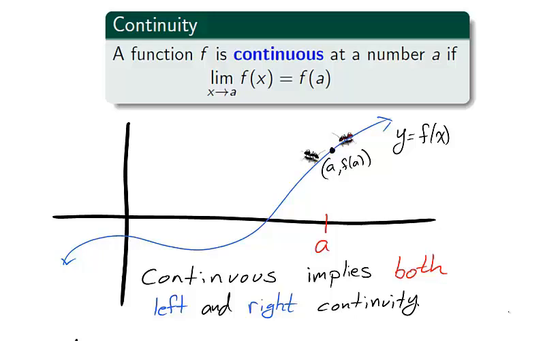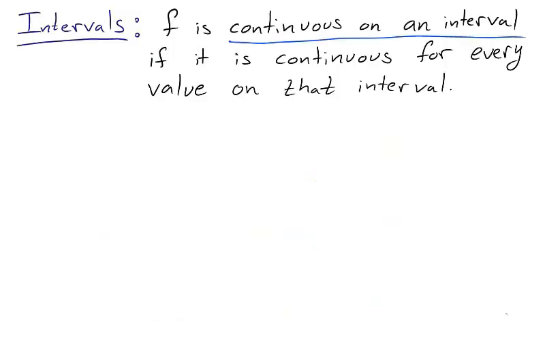Like with limits, the two-sided concept is supported by the one-sided. A function is continuous at x equals a if and only if it is continuous from both the left and the right. Usually, we are interested in continuity at more than a single point. We say that a function is continuous on an interval if it is continuous for every point in the interval.